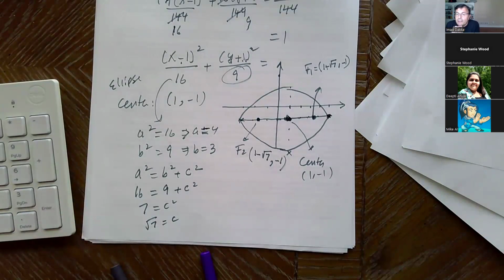Most probably, I would say 95% of what's going to be on the final is similar to what we did. Like I said, if I did ellipse, that doesn't mean I couldn't ask about hyperbola.